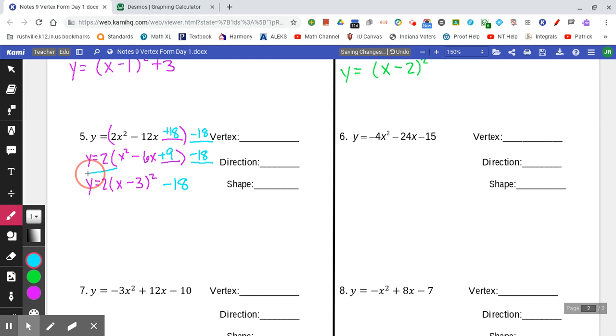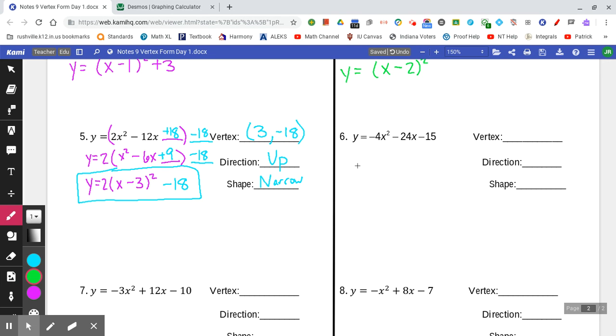All right, so all of this together makes my vertex form. My A is positive, which means my graph does open up, but now it's a 2, and 2 is more than 1, which means that this shape is going to be narrow. And the vertex would be located at positive 3, negative 18.